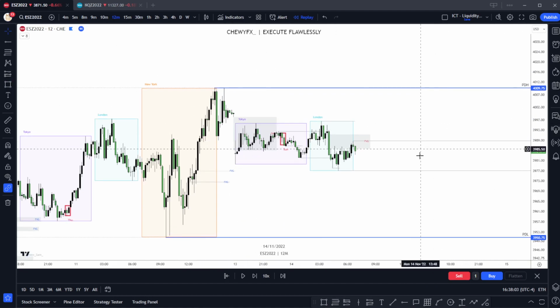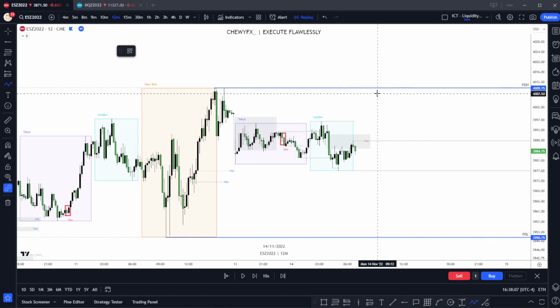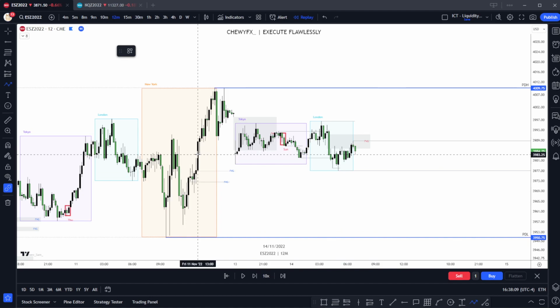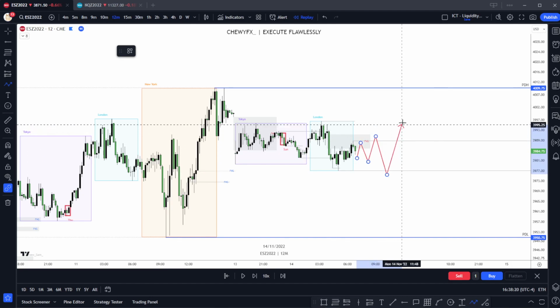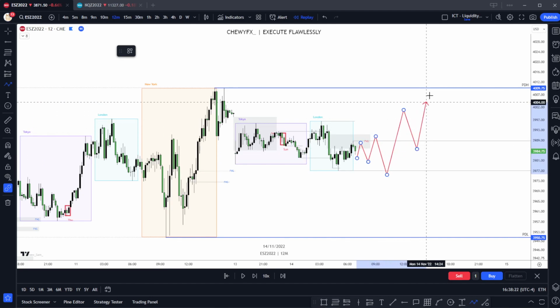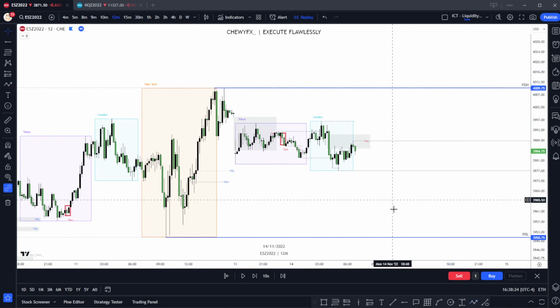Now, so far what we're looking for here on ES is we are looking to take out that previous day high, simply because we are just closer towards that area there. So what could happen here is the market may continue to have this sideways action, perhaps sweep the previous session low, have a market structure shift, and then we can just trade towards the previous day high.